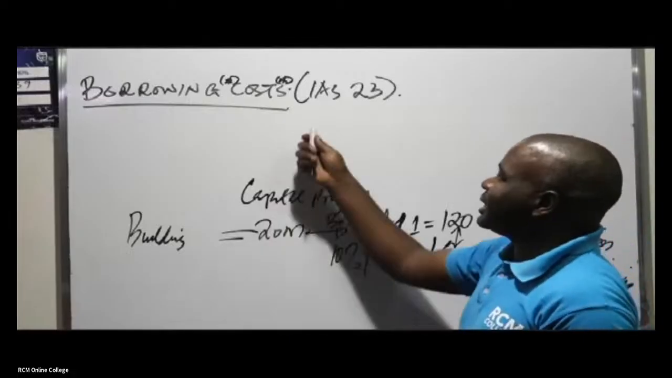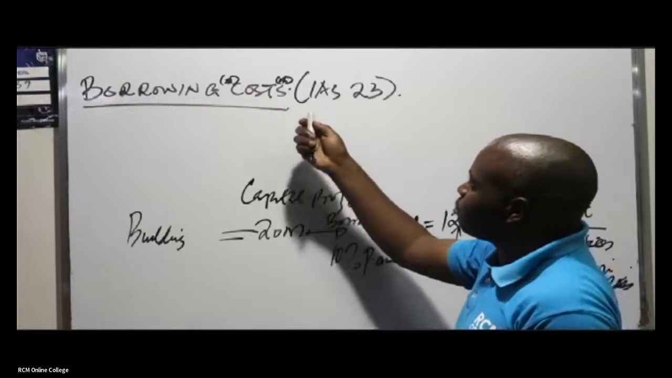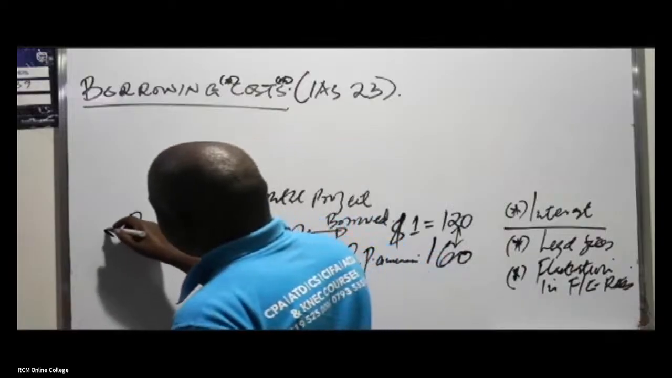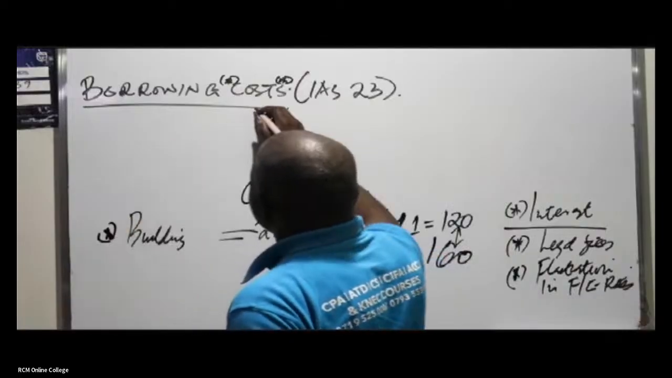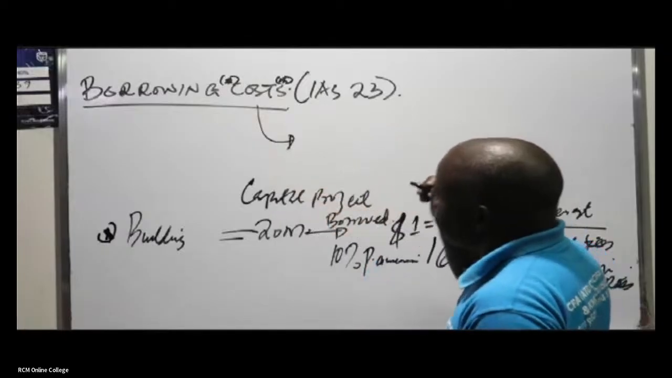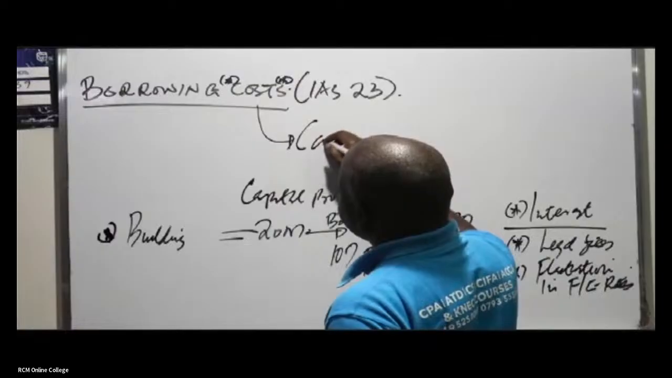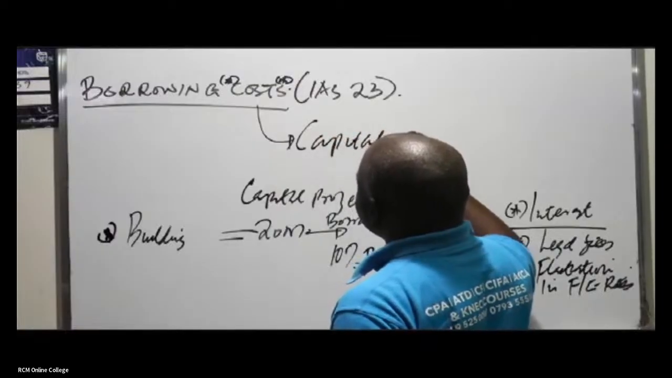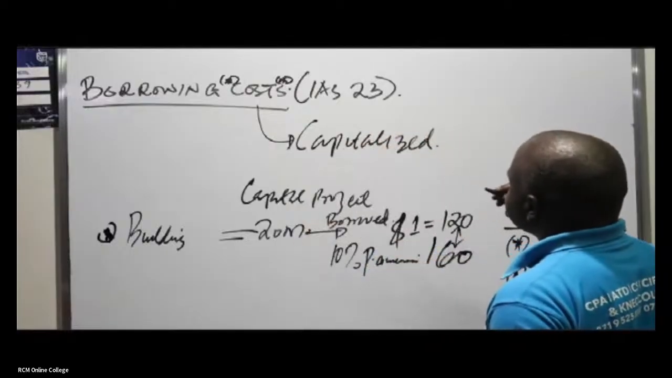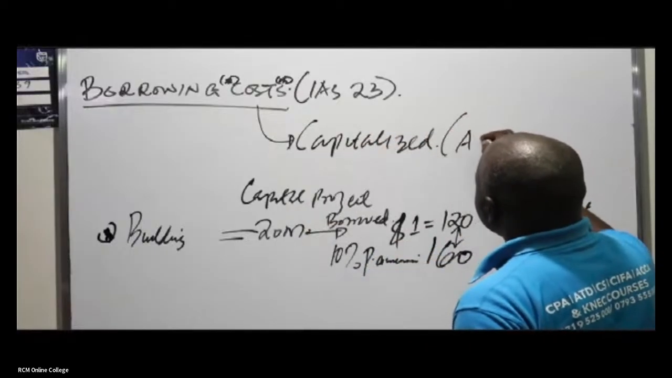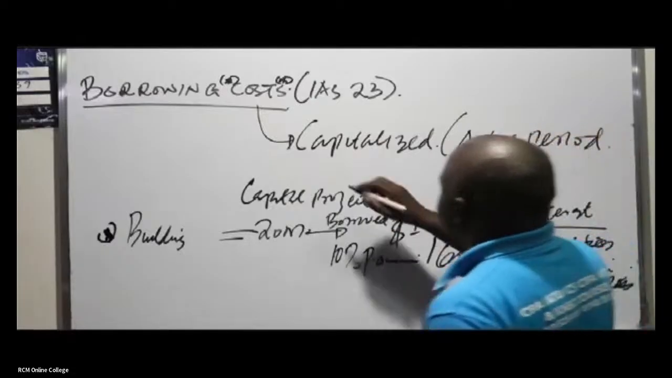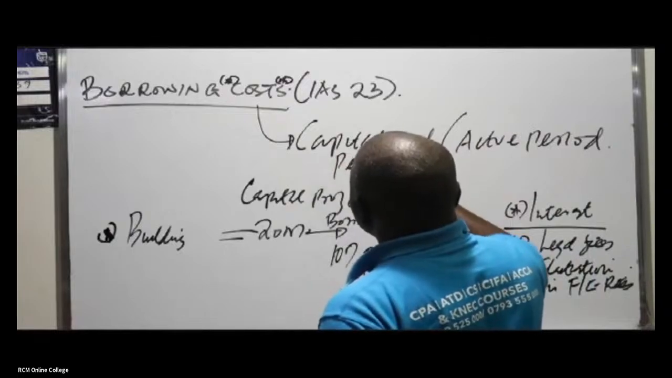What this standard requires, whenever you account for such borrowing costs, is that if the amount borrowed is put into a capital project, like coming up with a building, then the borrowing costs should be capitalized. These are very important points I'm mentioning. Which borrowing costs? The borrowing costs incurred during the active period of construction.